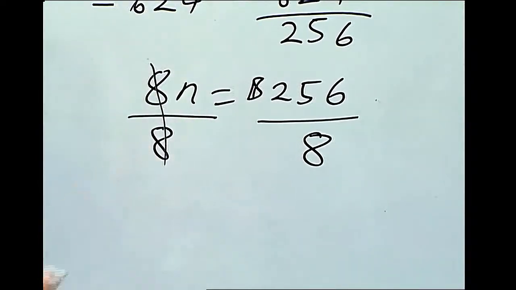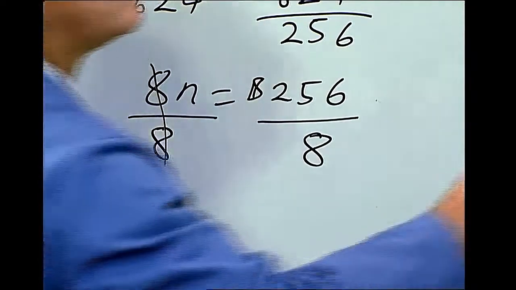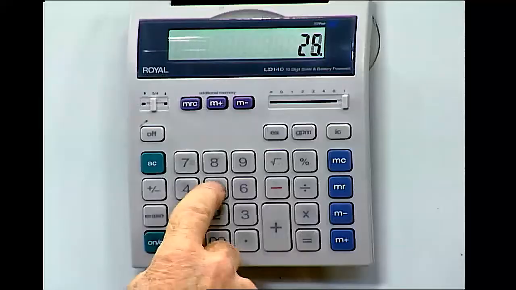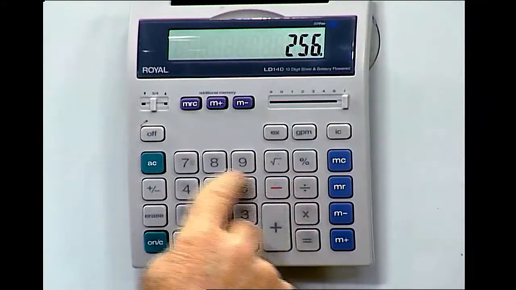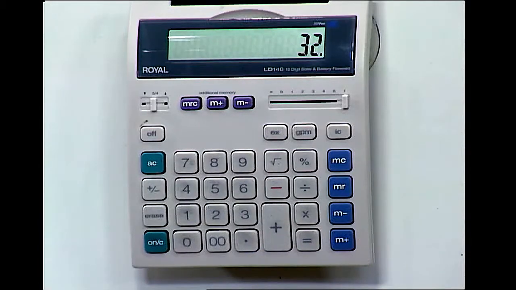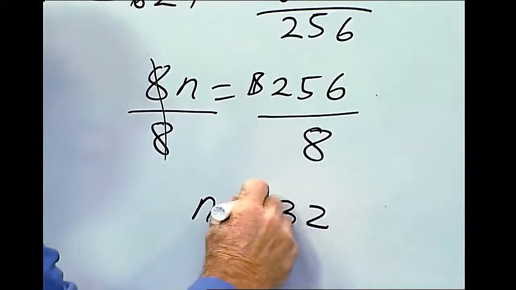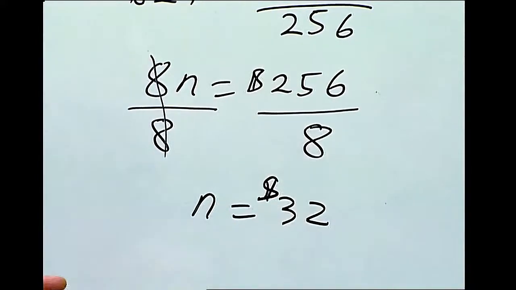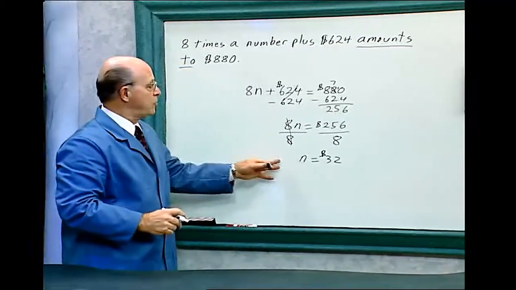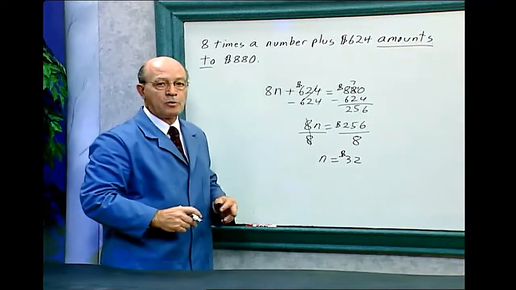And that will isolate the n. $256 divided by 8 equals $32. So we find they made the profit of $32 an hour per worker.